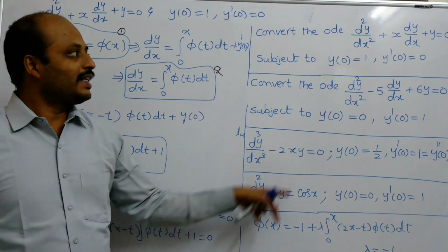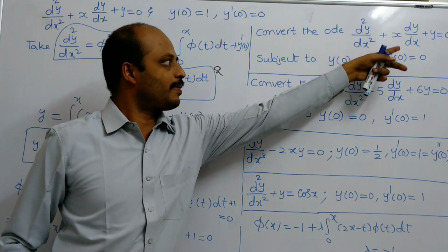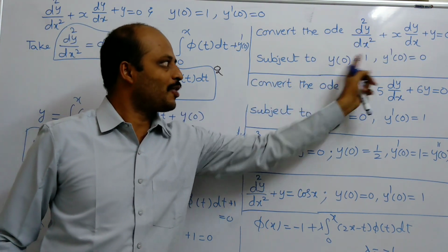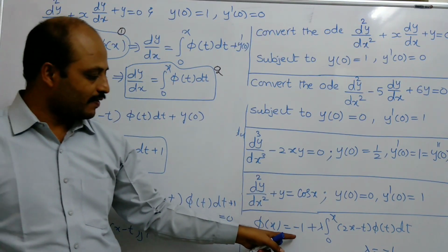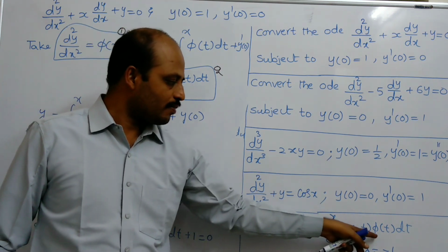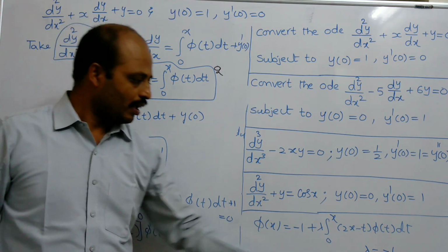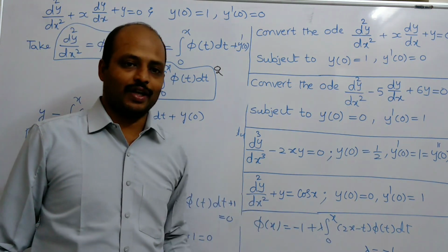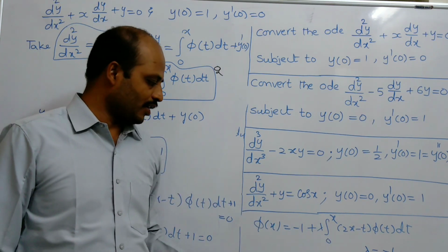or the corresponding integral equation to this differential equation d square y by dx square plus x into dy by dx plus y is equal to 0, corresponding to these two conditions. The integral equation is phi of x is equal to minus 1 plus lambda integral 0 to x 2x minus t phi of t dt, where lambda is equal to minus 1. Here phi of t is the unknown function. 2x minus t is known as the kernel of the function.